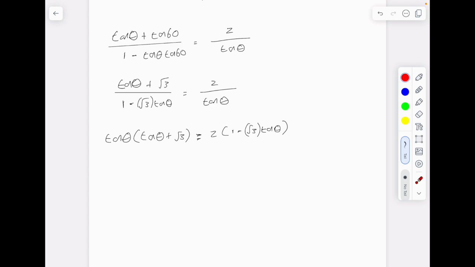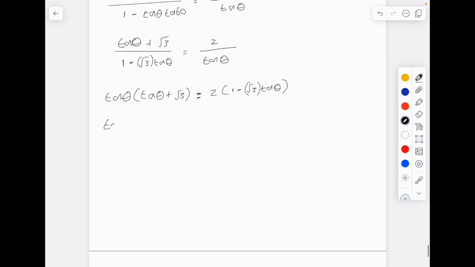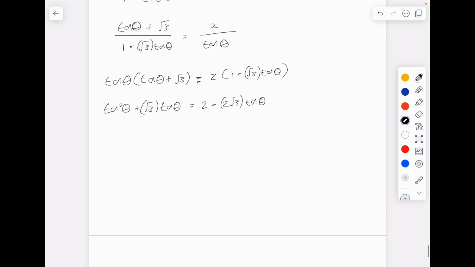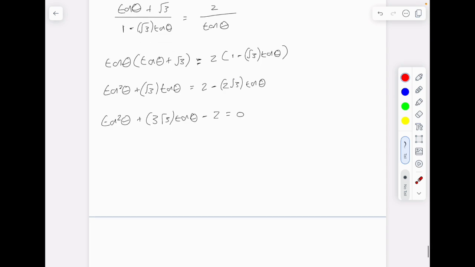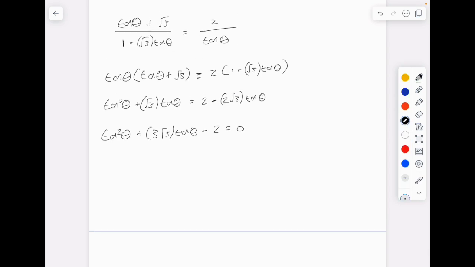Okay, perfect. So I can then say what? Tan squared theta plus root 3 tan theta is equal to 2 minus 2 root 3 tan theta. Okay, which gives me what? Well, we can then say that we get tan squared theta plus 3 root 3 tan theta minus 2 equaling 0. Now, why is that? Because remember, 2 root 3 plus root 3 was 3 root 3. 1 root 3 plus 2 root 3 is equal to 3 root 3. And so, that solves the problem for the first question.